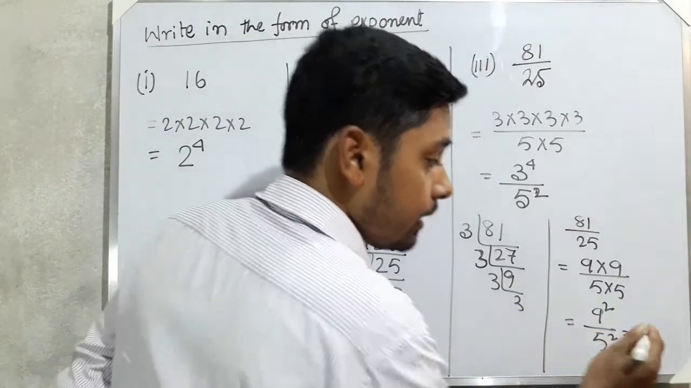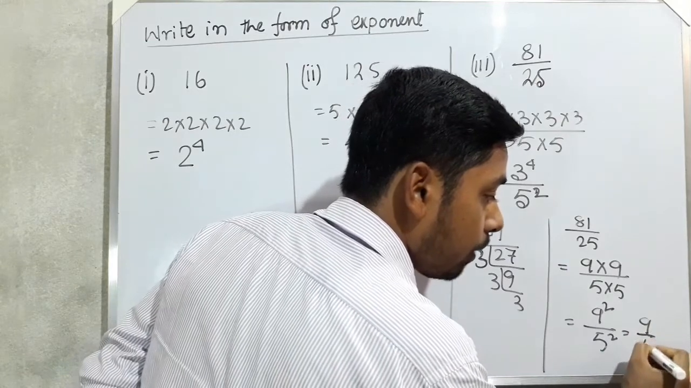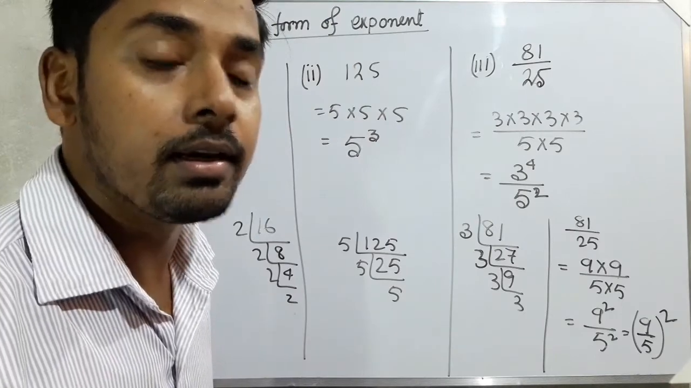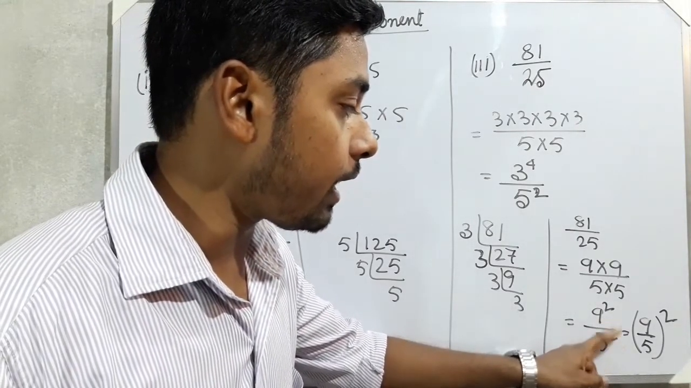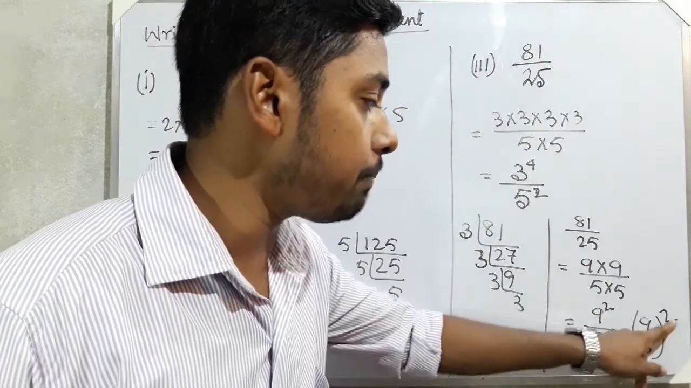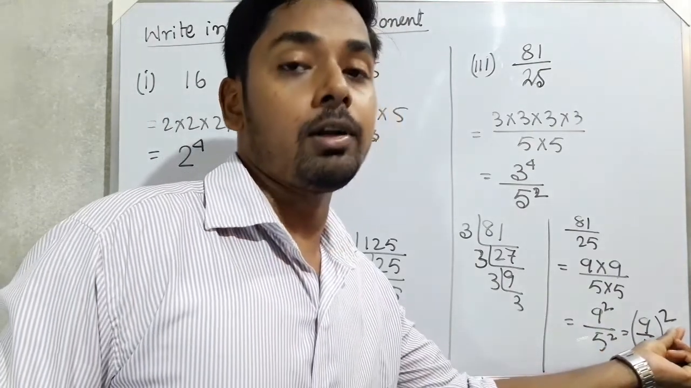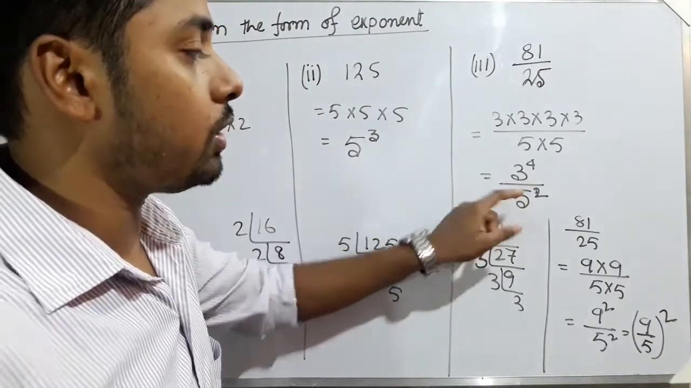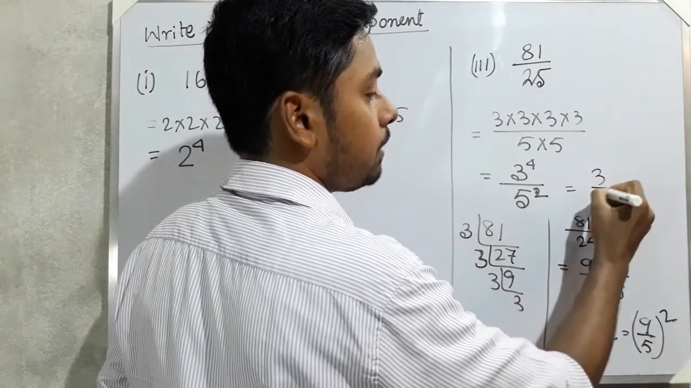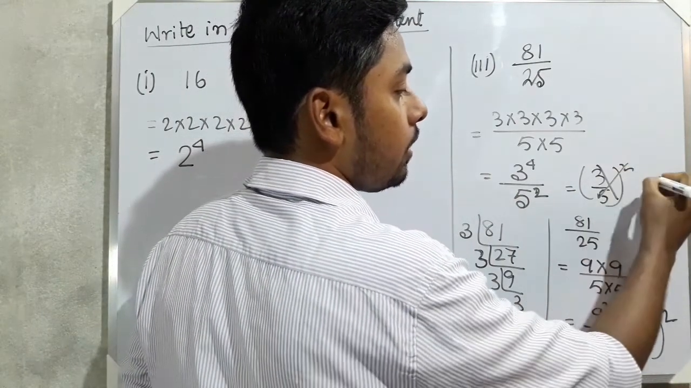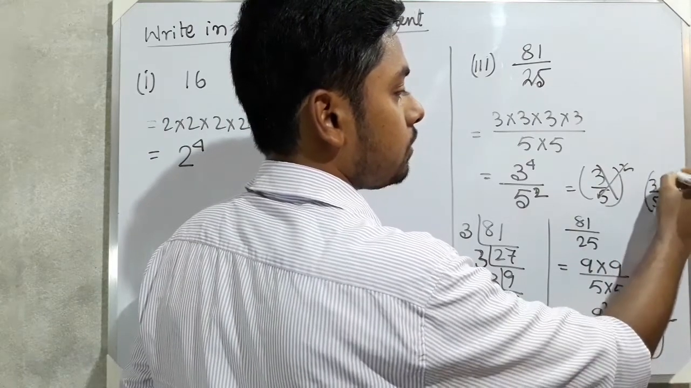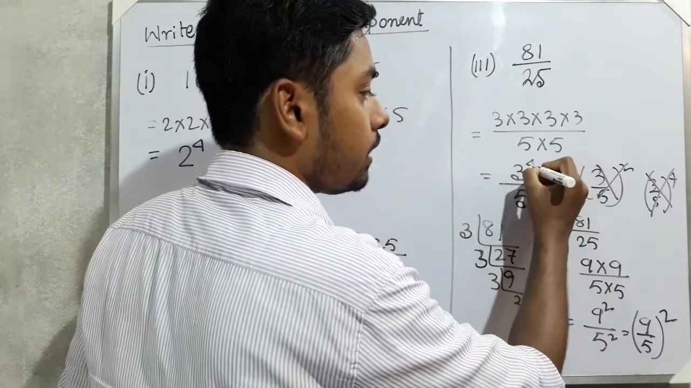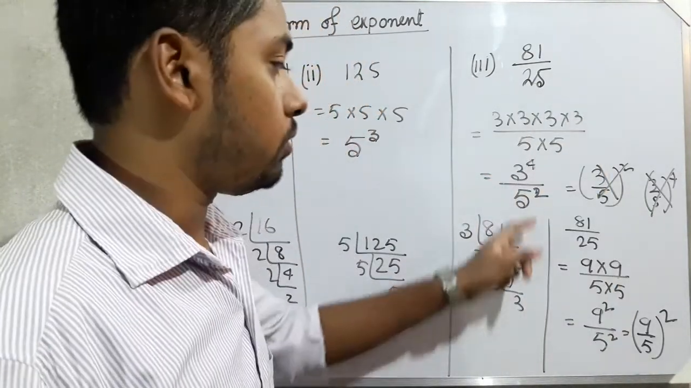Now you can write the same power in the form of a whole power like this. Clear? Whenever the denominator and numerator have the same power, then you can write the power as a whole power. But here, if you do like this, they do not have the same power, so you cannot write (3/5) like this, or to the power 4. You cannot write like this because they have different powers here. Okay, here this is the answer.